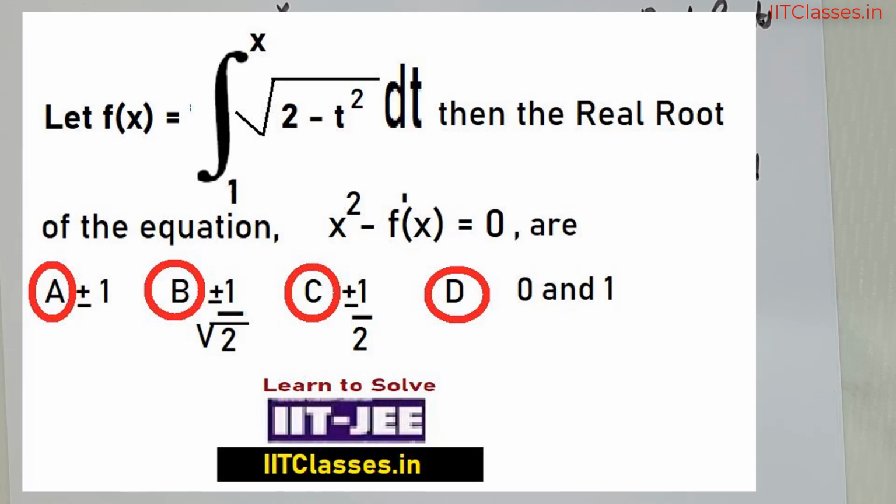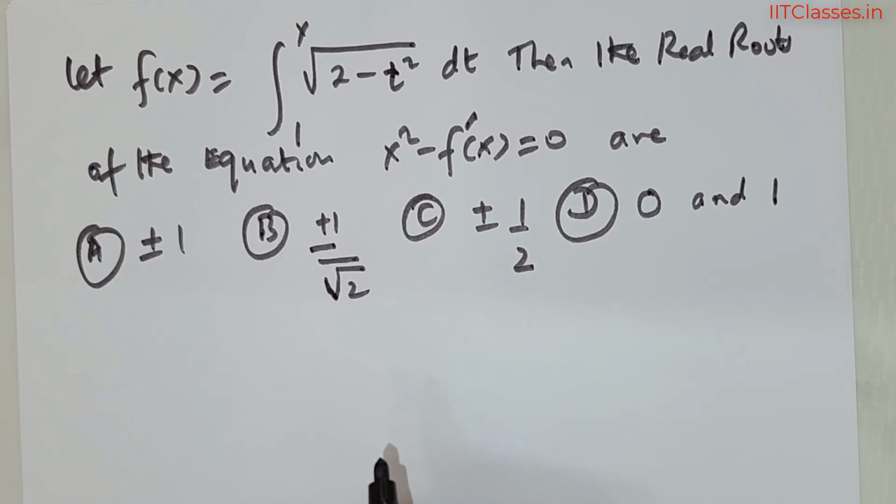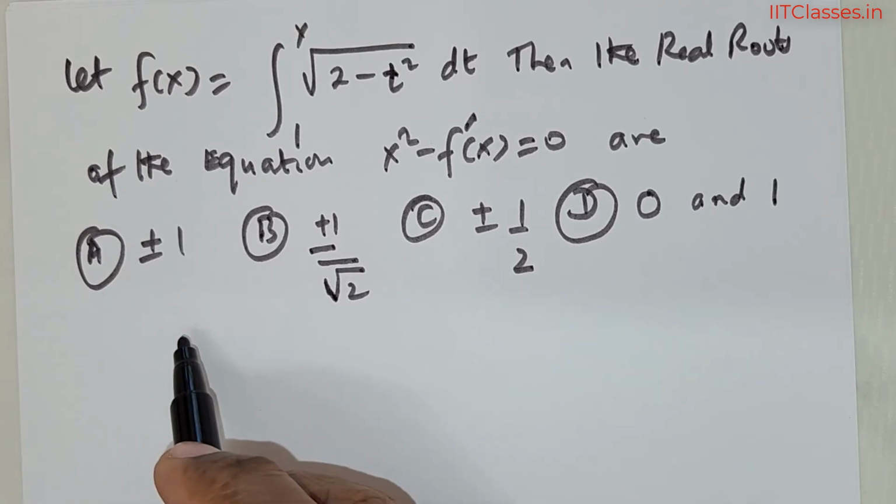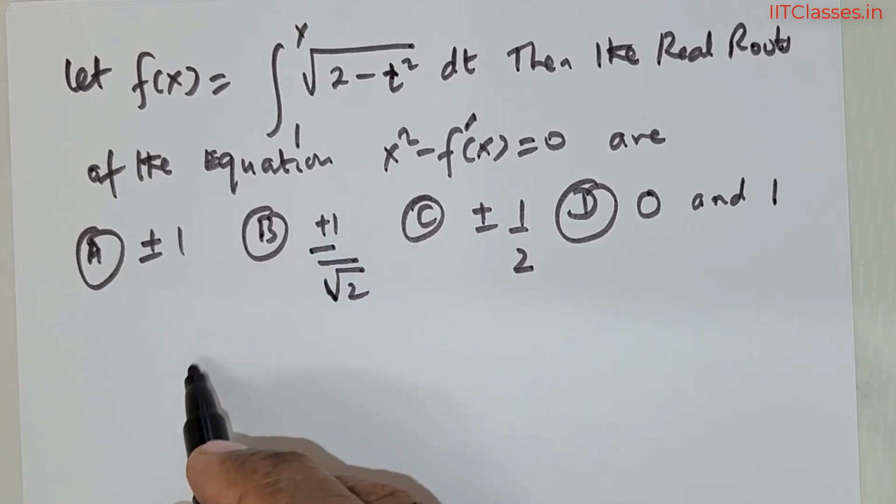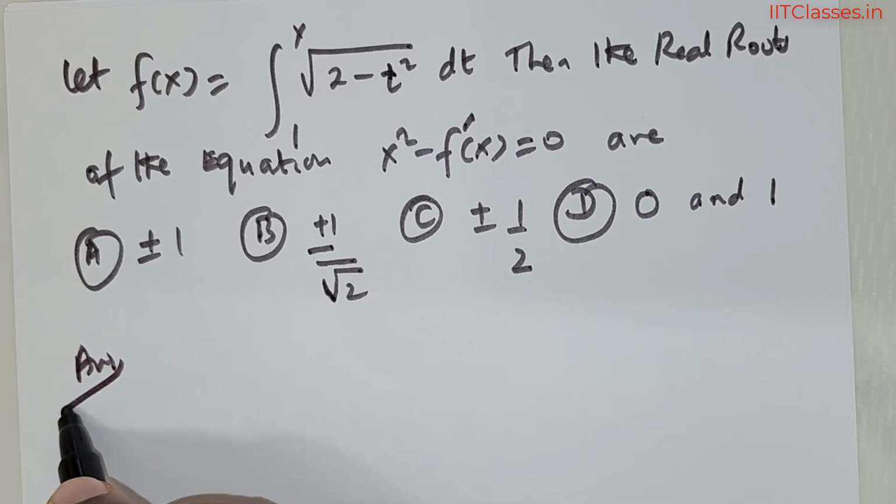Given f of x is the integral from 1 to x of root of 2 minus t squared dt, we are expected to find the real roots of the equation x squared minus f dash of x is equal to 0. And these are the choices given. So which of these do you think is the correct solution for this question? So let us check that out.